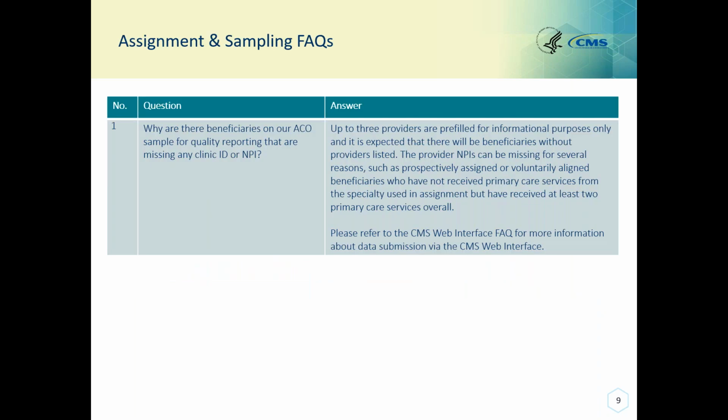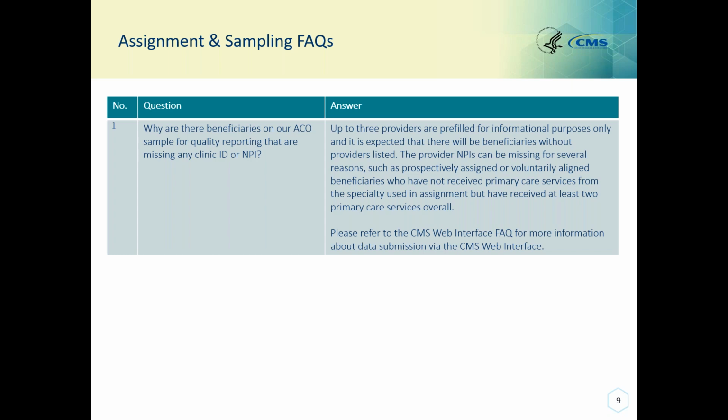The question is, why are there beneficiaries in our ACO sample for quality reporting that are missing any clinic ID or NPI? In the web interface, up to 3 providers are pre-filled for informational purposes only to assist in the collection of medical records. When there are no pre-filled clinics or NPIs, there can be concern that this indicates a sampling error, but this is not the case. Rather, it is expected that there will be some beneficiaries for which NPIs or clinic IDs are not populated.